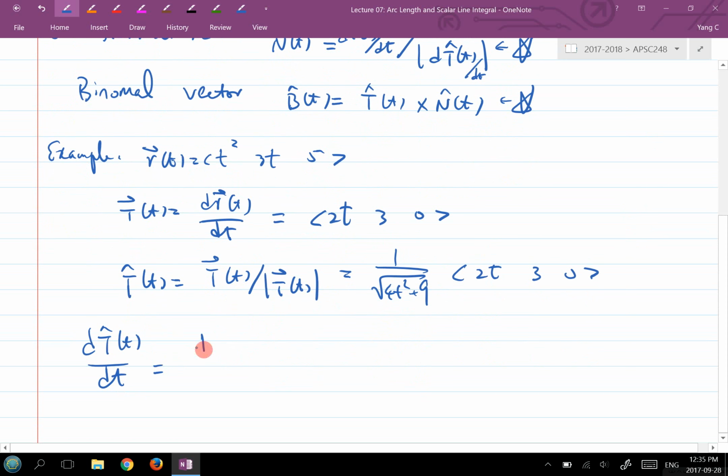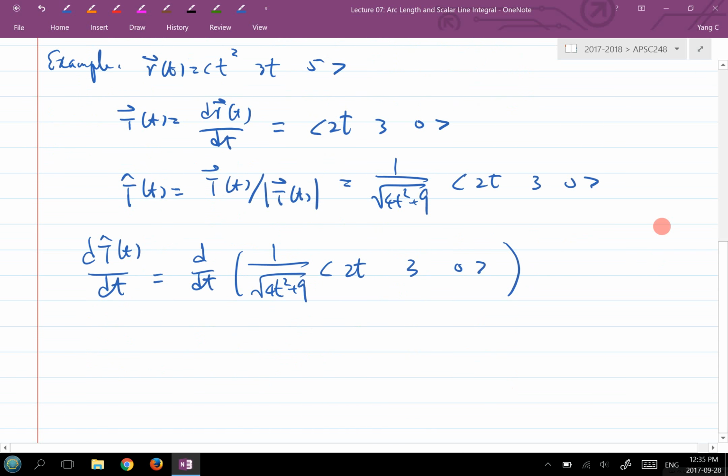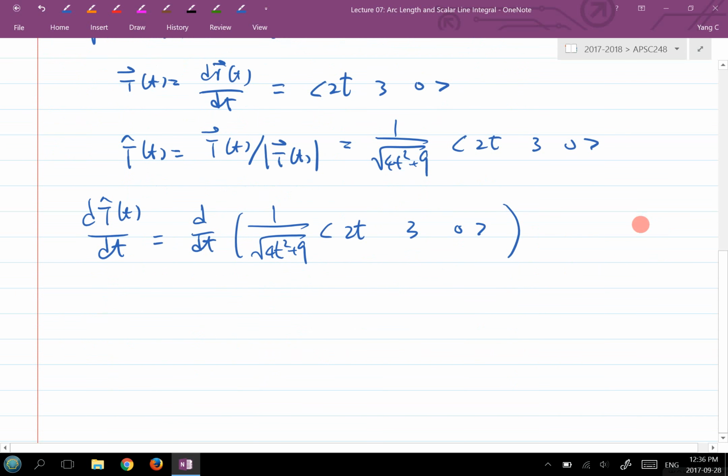So calculating the derivative of the unit tangent vector is basically calculating this whole chunk right here. You calculate the derivative for this unit vector, meaning you calculate the derivative for each one of the components added here. Let's see, we calculate this one here first: 2t over the square root of 4t squared plus 9. So calculate the first component.